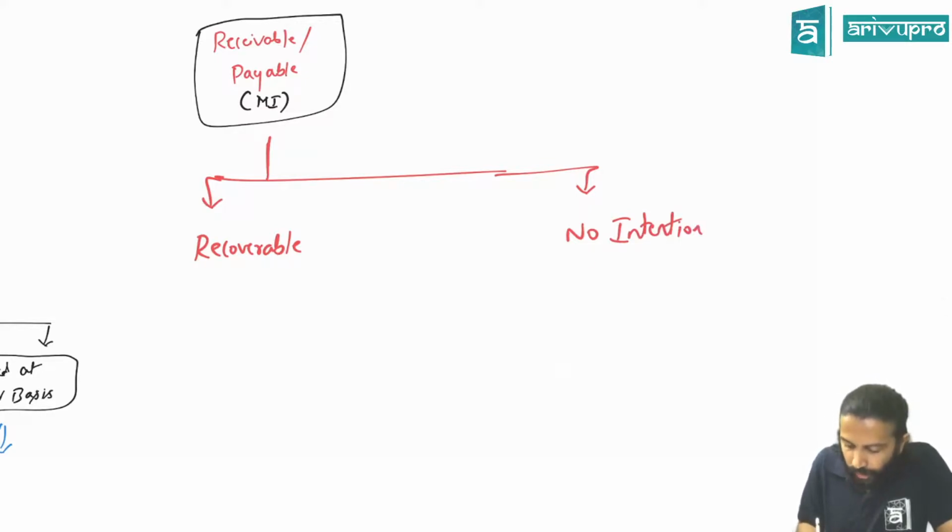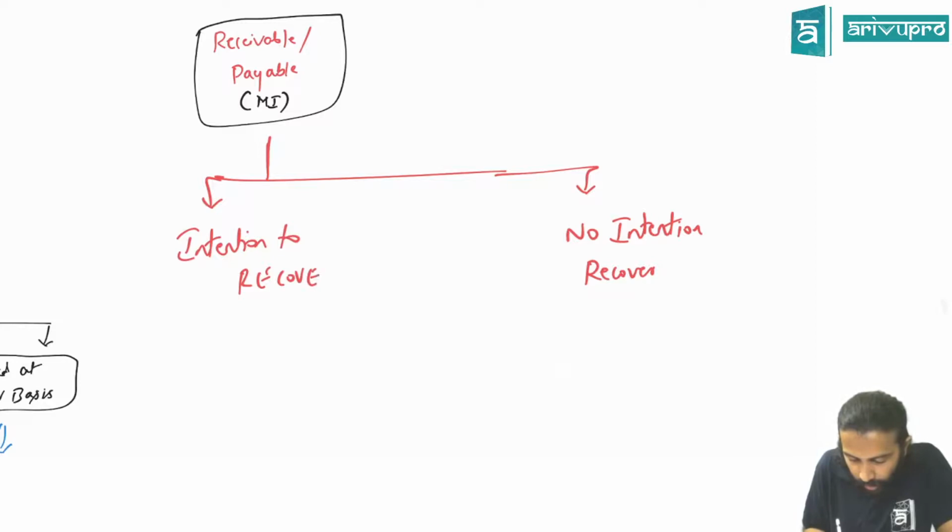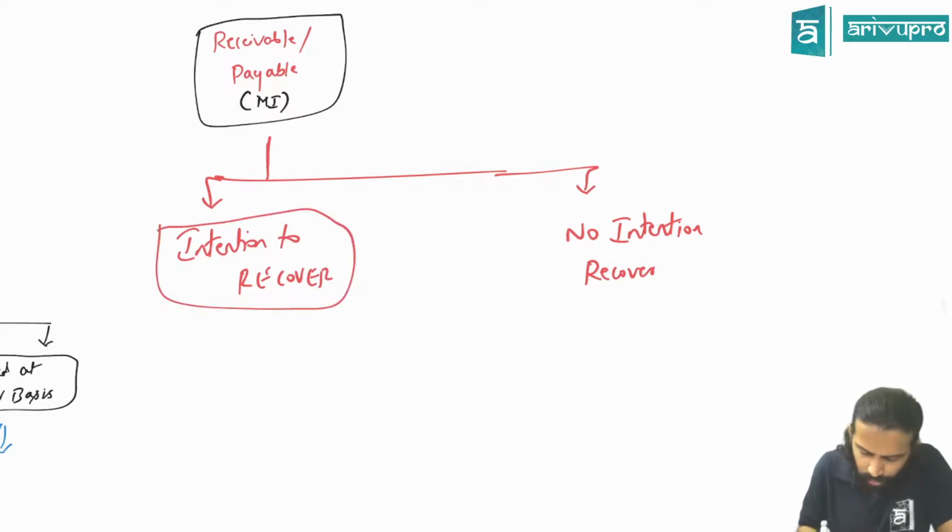No intention to recover. You can check or you can write like that only. Intention to recover or no intention to recover. Like that only you can write. Intention to recover, no intention to recover. So what does this mean, sir? You tell me, what does this mean?